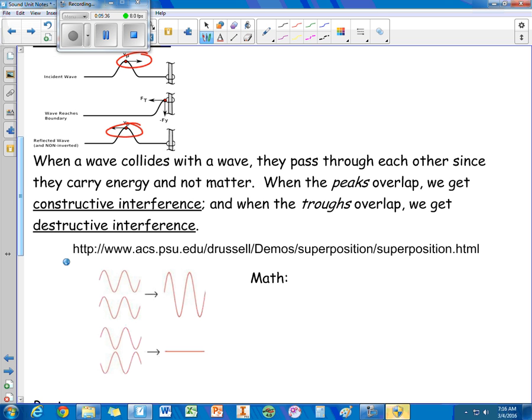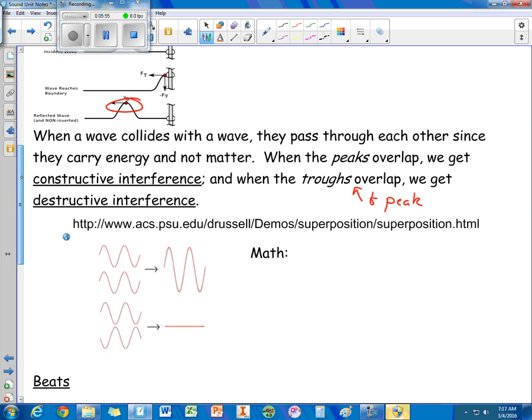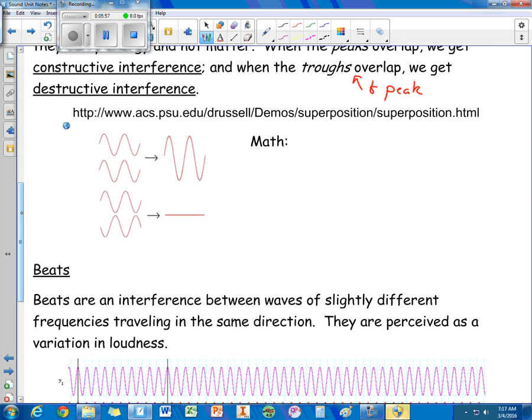So when the peaks overlap, we get constructive interference. When the troughs overlap, we get constructive interference. When a trough and a peak overlap, we get destructive interference. And with the math, you just add or subtract the amplitudes.